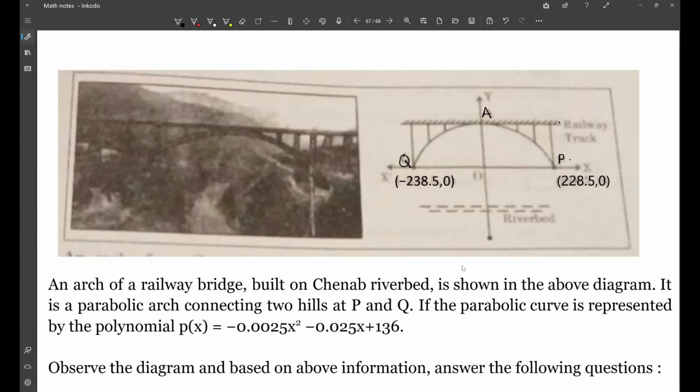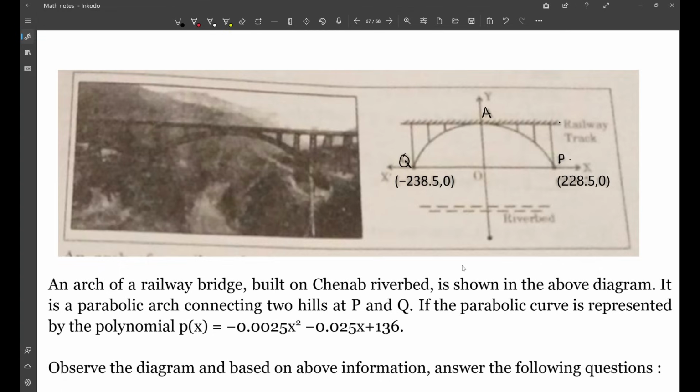This is another question asked in 2026 board exam. Let's take a look at the question. An arch of a railway bridge built on Chenab riverbed is shown in the above diagram. It's a parabolic arc connecting two hills at point P and Q. If the parabolic curve is represented by the polynomial P of x, which is given, observe the diagram and based on the above information, answer the following questions.